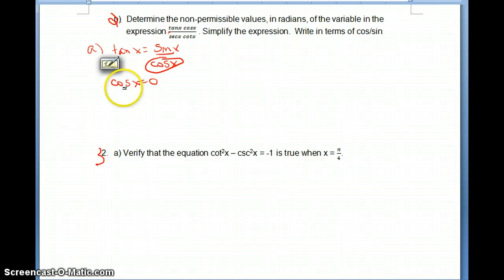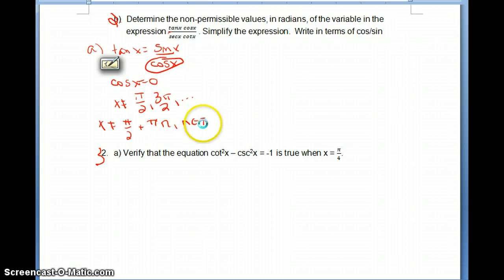Looking at your unit circle, if you know that, hopefully by now we're starting to get really familiar with our unit circle. And here we can say that x cannot equal, we're dealing with radians, so it'll be pi over 2, 3 pi over 2, and so on. It didn't give us any restrictions here, so we should make a generalized written expression of what x cannot be. So x cannot be pi over 2 plus pi n, where n is an element of integers.